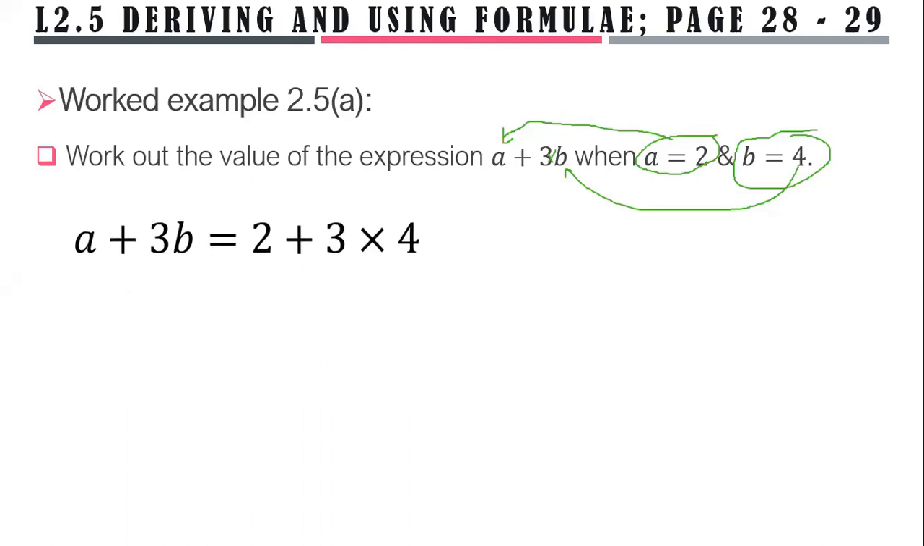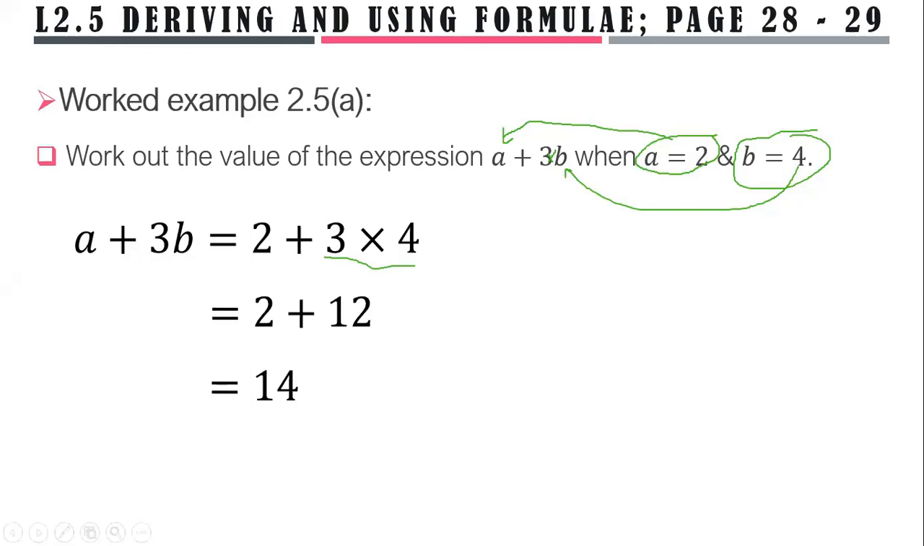A plus 3B equals, instead of A, what did I write? 2 plus 3 times 4. Then according to the order of operations, what should I do first? I need to do 3 times 4 because multiplication comes before addition. It's stronger than the addition. So now 3 times 4 is actually 12. So I have 2 plus 12. Now I add them. 2 plus 12 equals what? 14. I'm done.